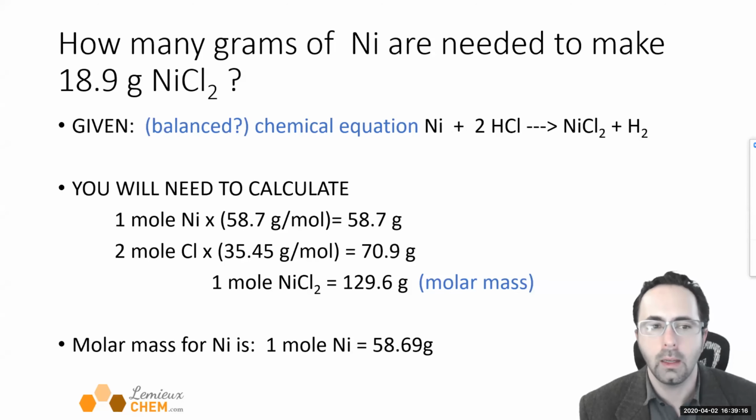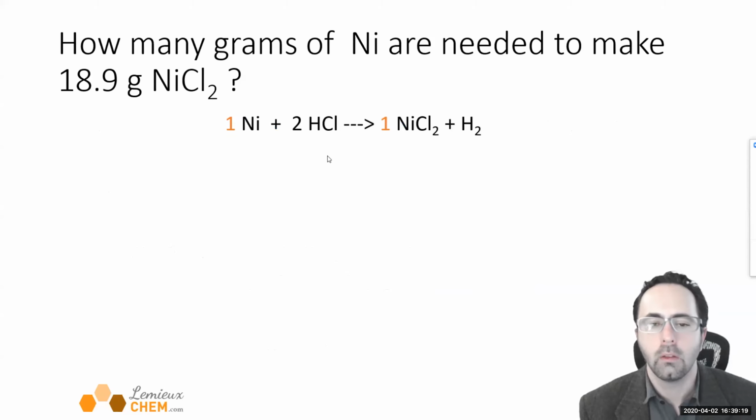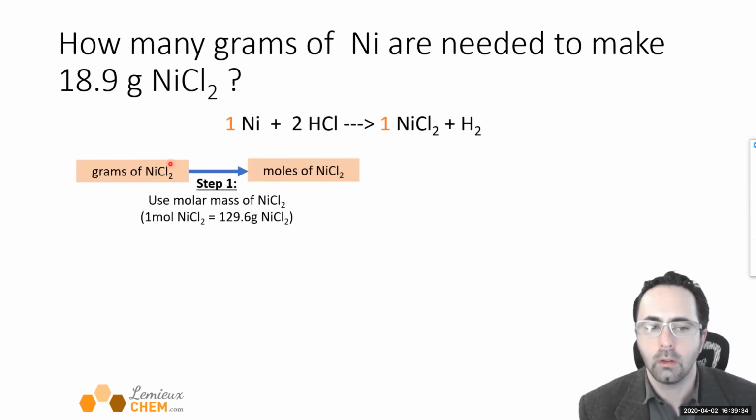So let's move on and now answer the question we have here. We have our balanced equation here. Remember, the balanced equation is only going to be used for step 2. And we have our question. We're starting with grams of nickel 2 chloride. We want to get grams of nickel. Step 1 is always to go for the mole, so go for moles of nickel 2 chloride. To do that, we're going to use the molar mass of nickel 2 chloride that we calculated on the last slide. 1 mole of nickel 2 chloride is 129.6 grams of nickel 2 chloride.